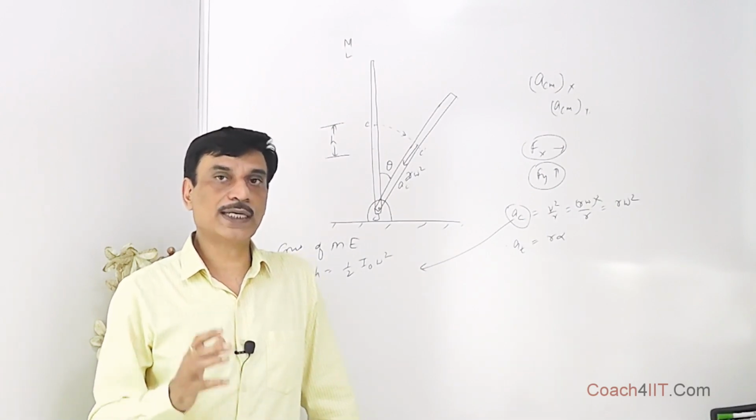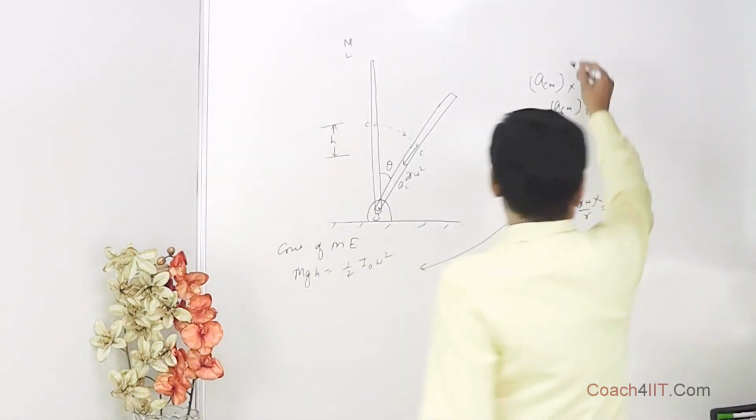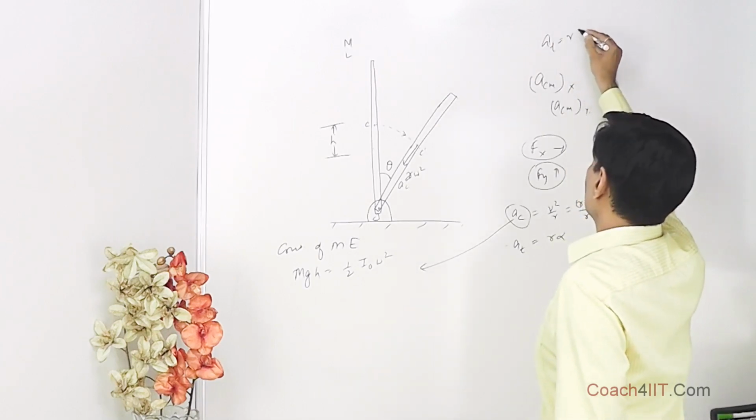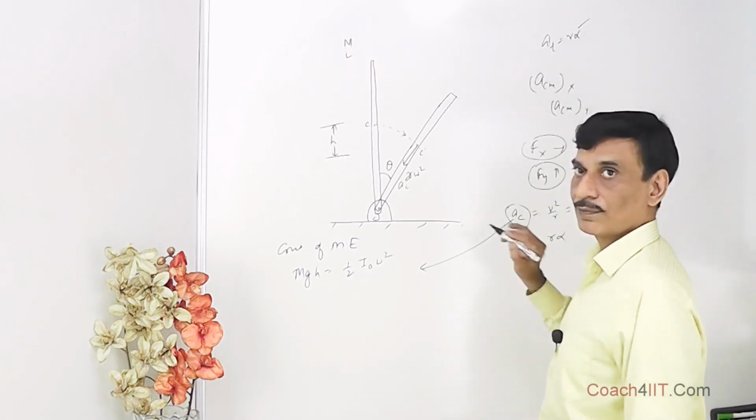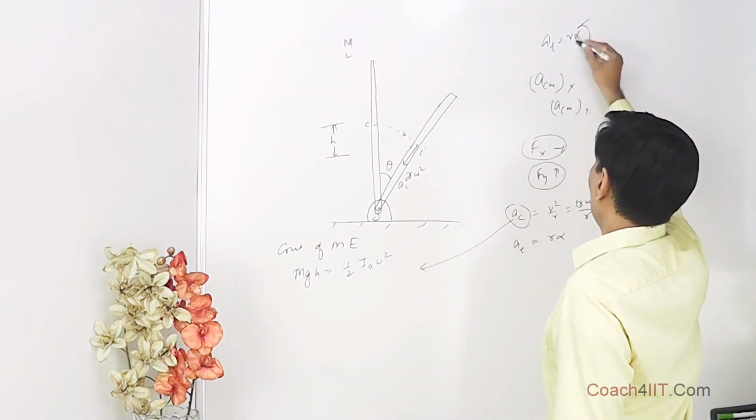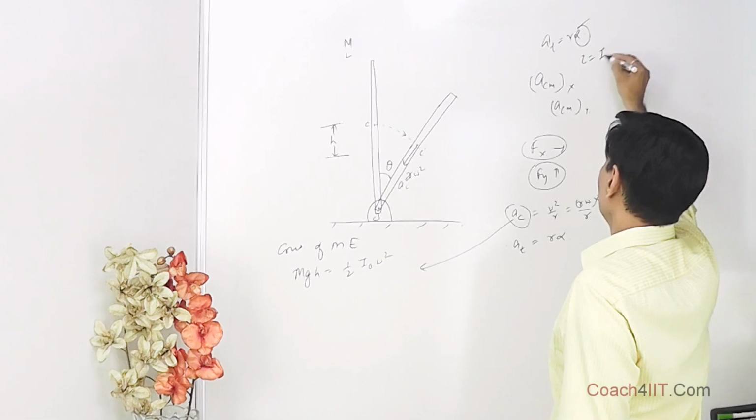Tangential acceleration, we know AT is equal to r alpha. For tangential acceleration, the relation that comes to our mind is AT is equal to r alpha. So it means if alpha is known, our job is done. So from where can we find alpha? Alpha is also associated with torque, torque is equal to I alpha.